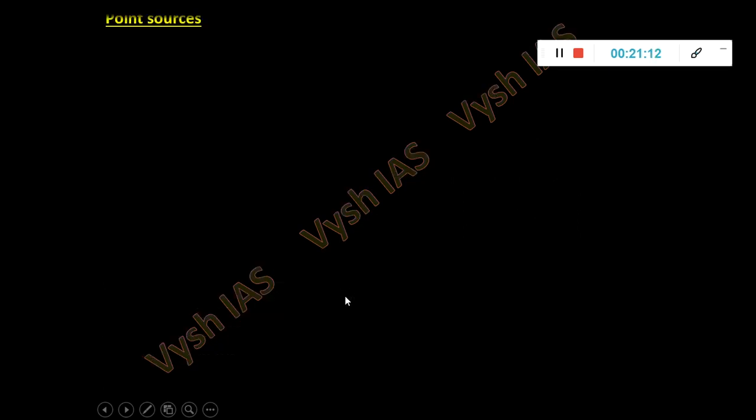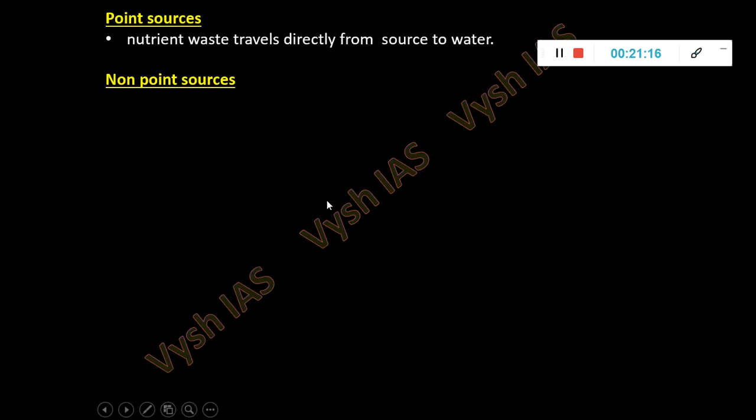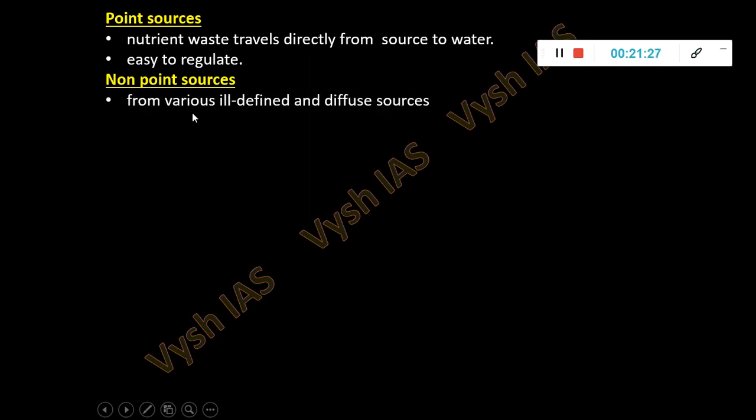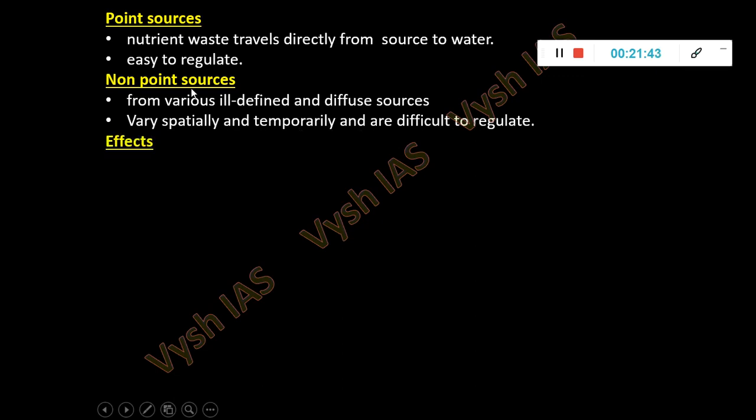Okay. Now there are point sources and non-point sources. Point sources means nutrient waste travels directly from source to water. We know that it is coming from one industry, or from one place. So that is easy to regulate and control. Non-point sources means it is coming from various places, all mixing together. Agriculture waste is coming, industrial waste is coming, so many things are coming. We don't know the sources properly. So that is non-point source. It will vary spatially and temporally and is difficult to regulate. And a mains question has already come about this.